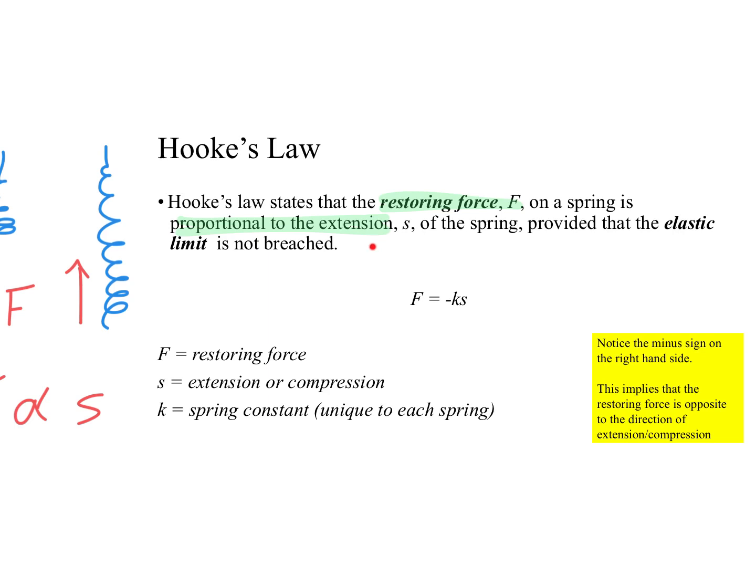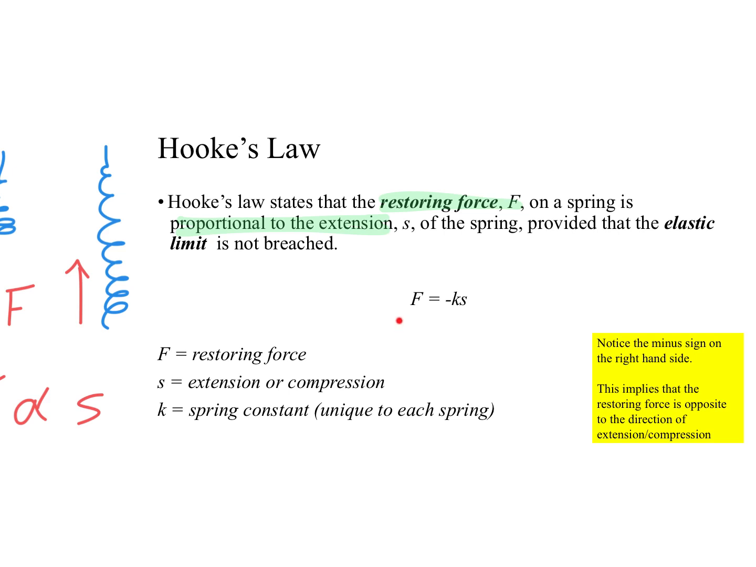The second part is that this is true provided that the elastic limit is not breached. I'll show you a picture on the next slide, but it's when you extend the spring too much and it goes wonky and it doesn't go back to its normal shape anymore. Now the Hooke's law formula is actually pretty simple. It's F is equal to minus Ks.